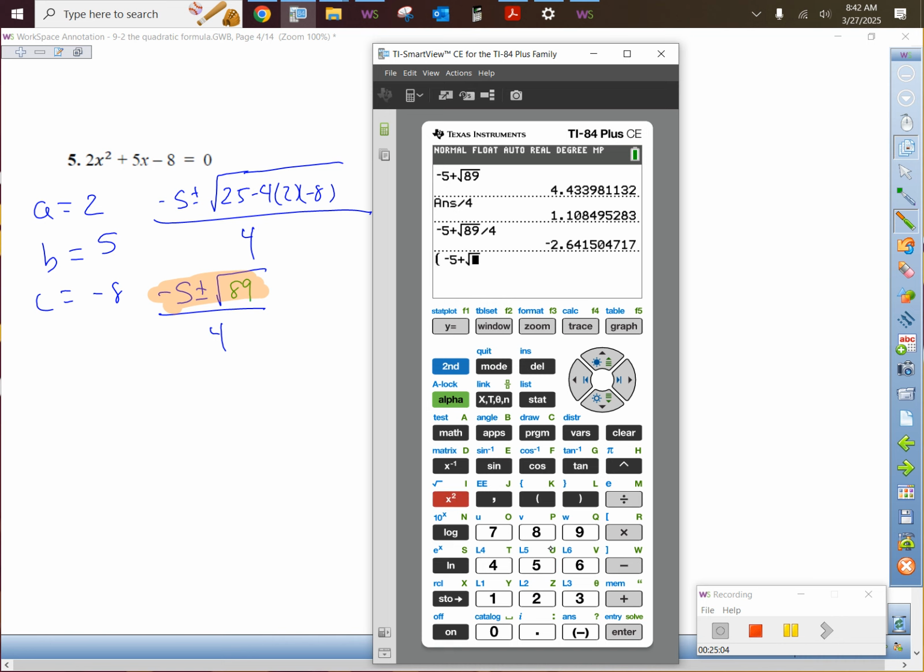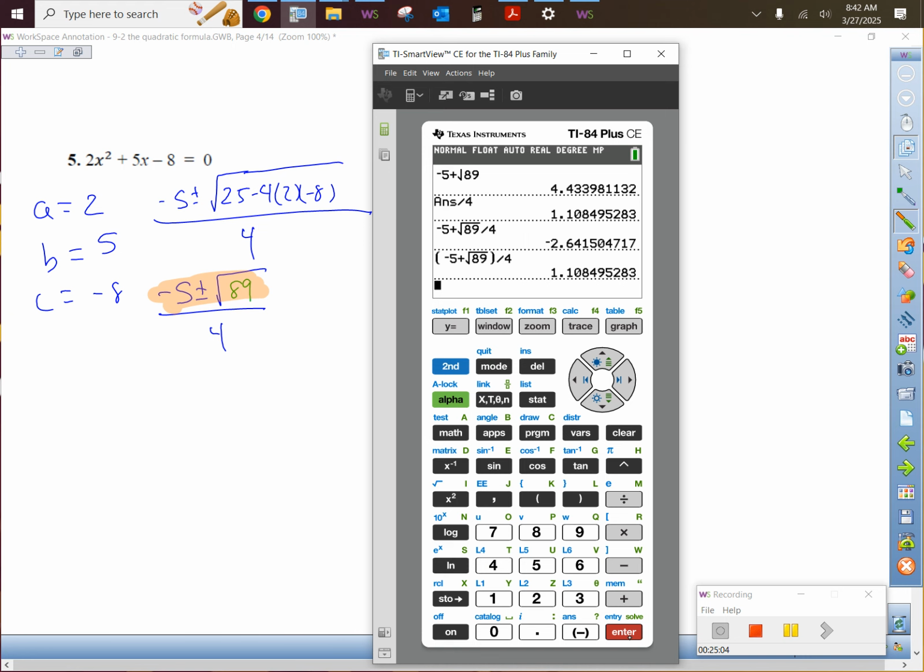And I'm not mad about this. I'm just realizing, oh yeah, we're very inexperienced with stuff. So you could have done this and then hit divided by 4, and that would get you the right answer. But to me, it's easier to just punch negative 5 plus the square root of 89, hit equals, right? I just figured out the numerator, and then hit divided by 4.